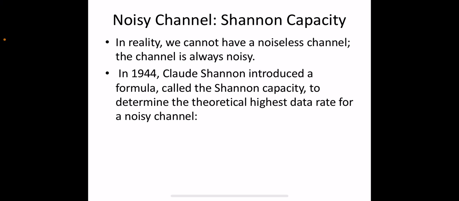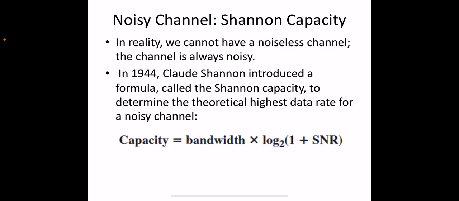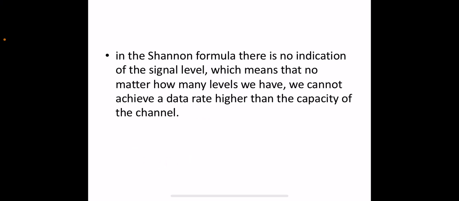In 1944, Claude Shannon introduced a formula called Shannon capacity to determine the theoretical highest data rate for a noisy channel. The equation is: capacity of a channel equals bandwidth times log of 1 plus signal to noise ratio. Since there is noise, the signal to noise ratio is one factor which affects the data rate of a channel. So this is the equation.